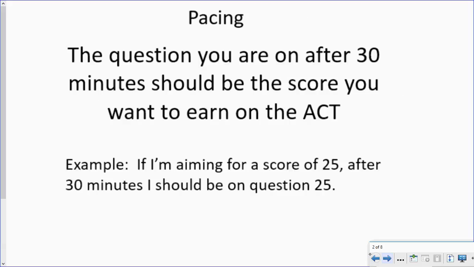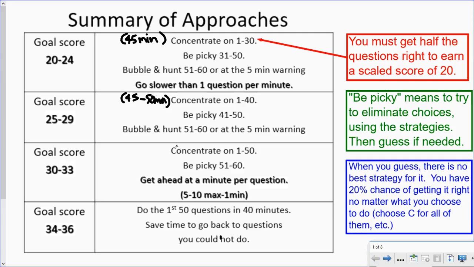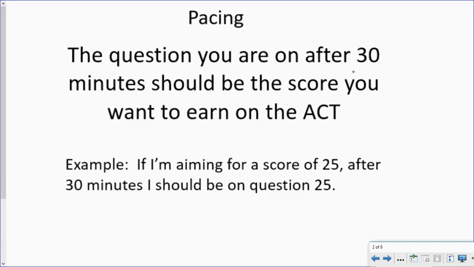So this says we're going to have to spend more than just a minute per problem on the 1 through 40s. Okay, so when you get to the 30-minute mark, whatever score you're trying to get, so I was trying to get a 25 here, then I need to be on number 25 at 30 minutes. Okay, so we'll check your pacing on the next one.